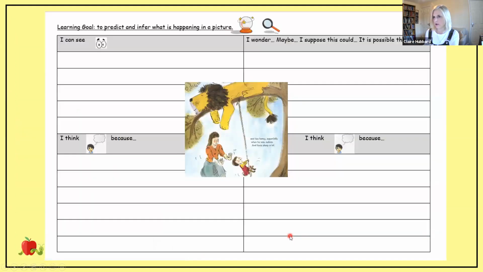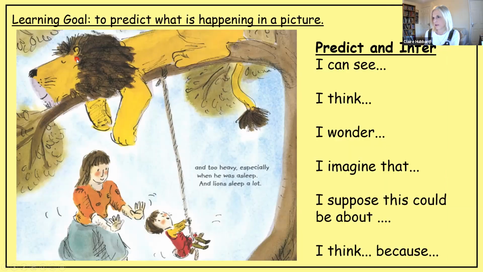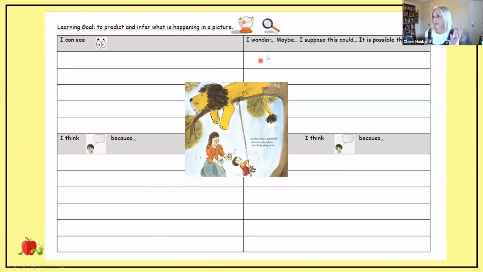Because what I'm going to ask them to do within this first lesson, and this is as far as I'm going to go within this first lesson, is to give them the sheet with the picture on and then say to them, I can see. And that would link into this. So just tell me what you can see. And then you're going to say, right, now what is that making you think? What could it be about?